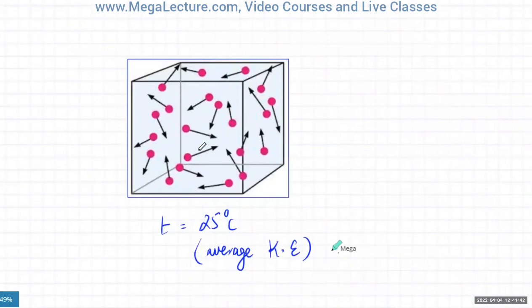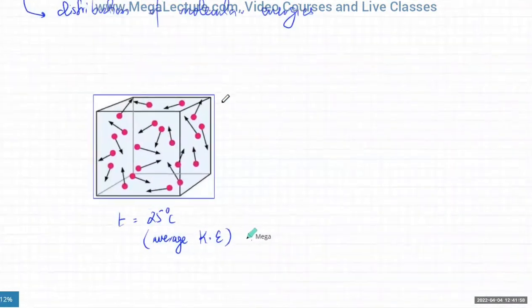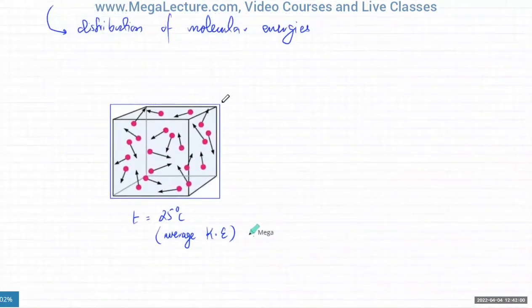Some would have higher kinetic energy, some would have lower kinetic energy. It's like billiard balls bumping into each other, so some would be traveling faster, some slightly slower. But the average energy is coming out to be proportional to 25 degrees centigrade. So what a Boltzmann distribution does is that it plots the distribution of the molecular energies.